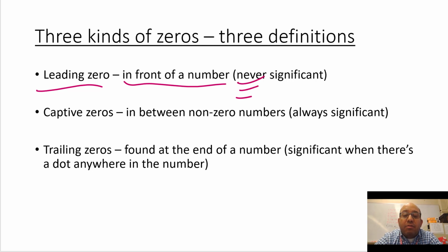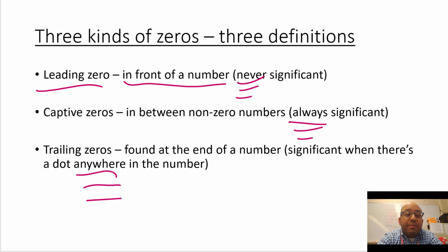Never, ever. There's captive zeros, the ones that are found in between non-zero numbers, and they're always significant. Always, always, always. And there are trailing zeros, digits found at the end of a number. Those are significant when there's a dot anywhere in the number. It can be anywhere in the number, but that's when the trailing zeros are significant. If there's no dot, then those trailing zeros aren't significant.